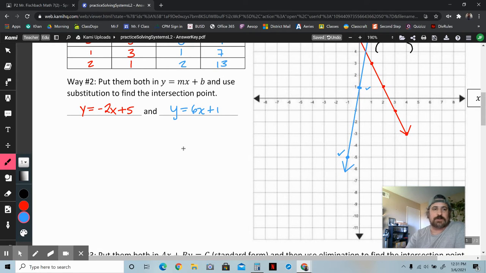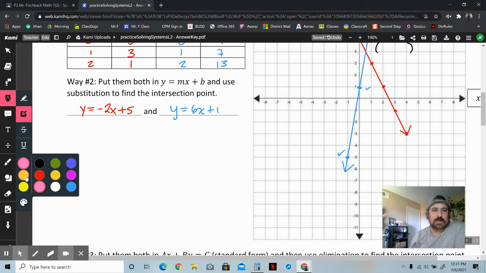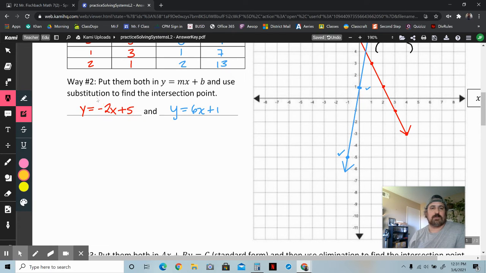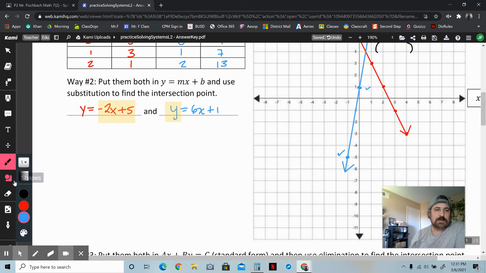If you're using substitution, basically what you're going to do is take the y value from one equation, and replace the y value in the other equation with that. So you're going to literally substitute in y for y. And what you're really doing here is saying, I want to know where the y's are equal, right? Where's this left y equal to the right y? So if I set the y's equal, basically I'm saying y equals y. So therefore, -2x plus 5 must be equal to 6x plus 1. So that's what you get, and we're going to solve that equation.